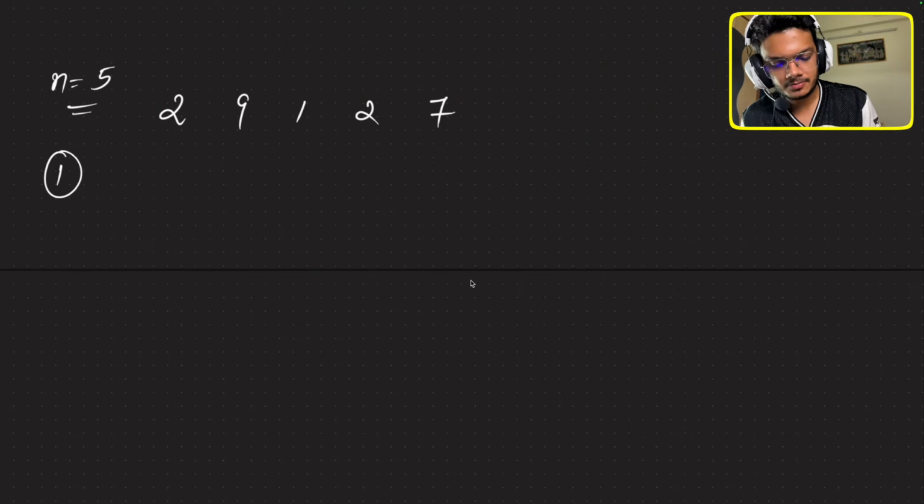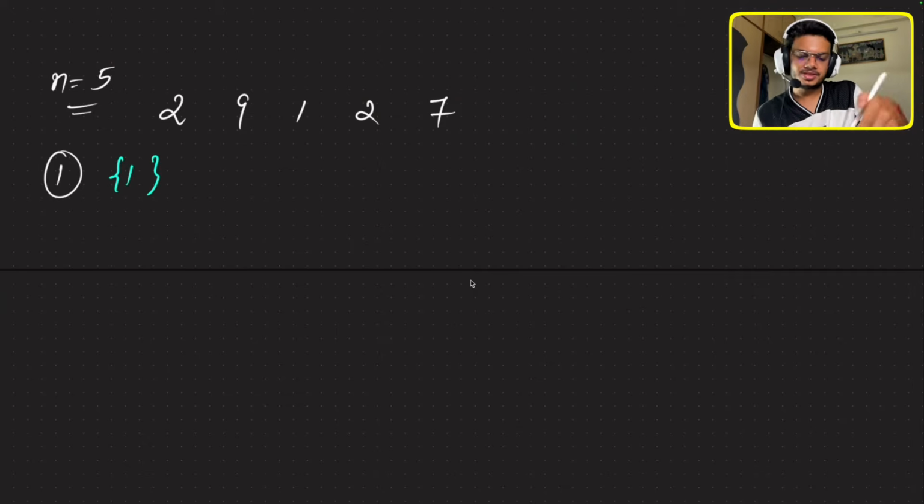Can we create sum 1? Indeed we can. We can just take this guy, and the corresponding subset is this. They're not asking us for the subset, but I'm just showing you. If you want to create sum 1, this is a subset that will be used.